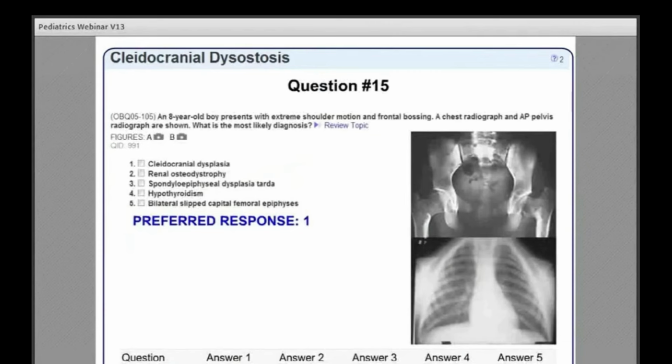Back to the question. An 8-year-old boy presents with extreme shoulder motion and frontal bossing. The shoulder motion extremes are due to the lack of the clavicles, and you guys had 98% correct at cleidocranial dysplasia, so excellent work on that question.